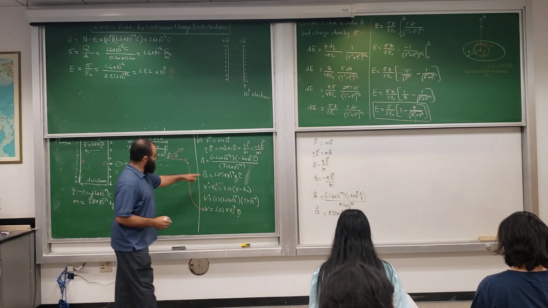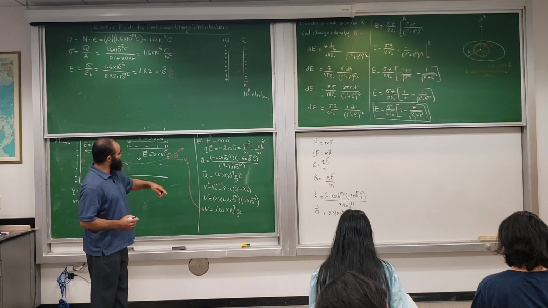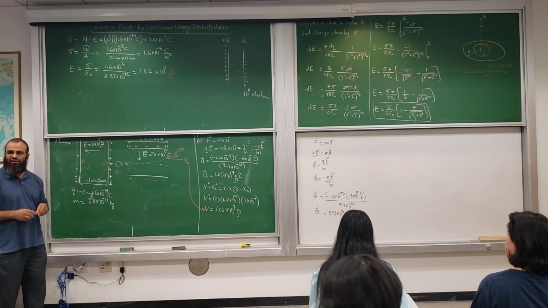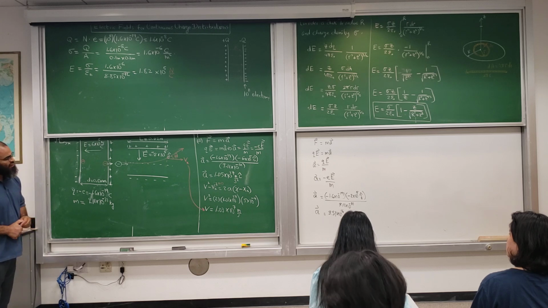Okay, so 10 to the 16, this one used to be 10 to the 17. That makes sense because this field is weaker than this one. So I think that's reasonable. Yeah. That's good.